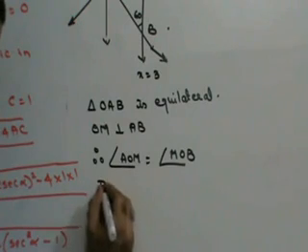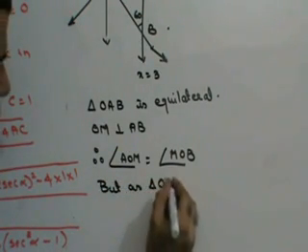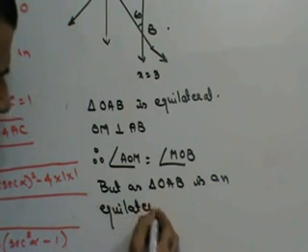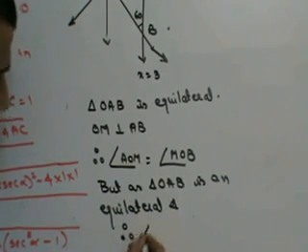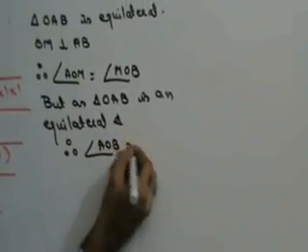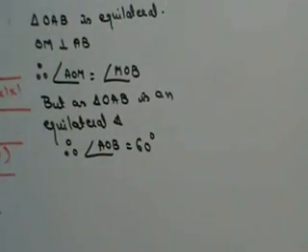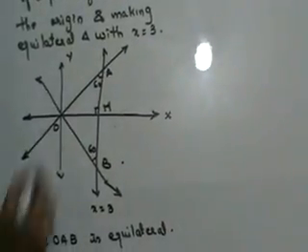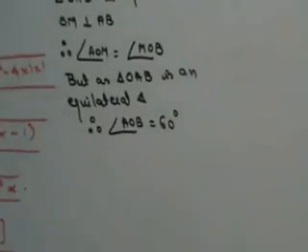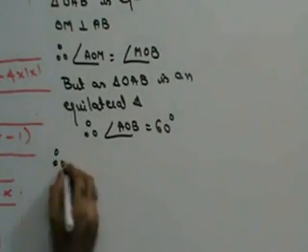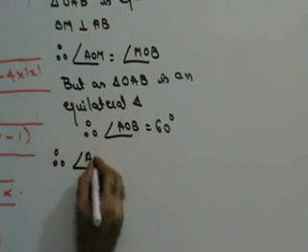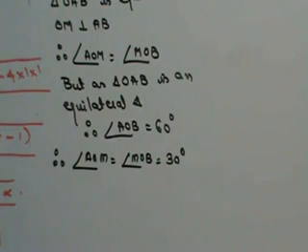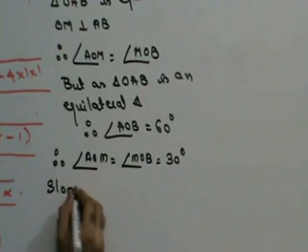But as triangle OAB is an equilateral triangle, therefore angle AOB has to be 60 degree. That means this particular angle AOB has been divided into two parts. Therefore, I can say that each part, that is angle AOM, which is equal to angle MOB, is equal to 30 degree.